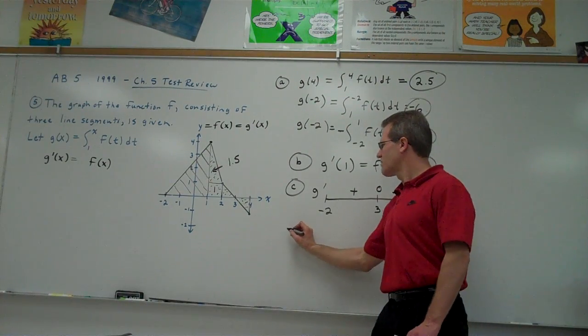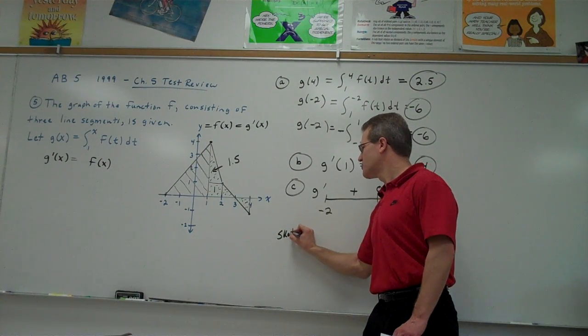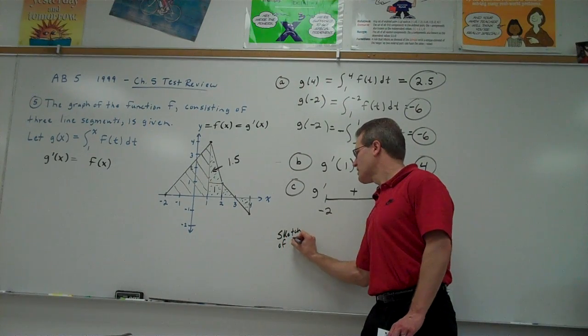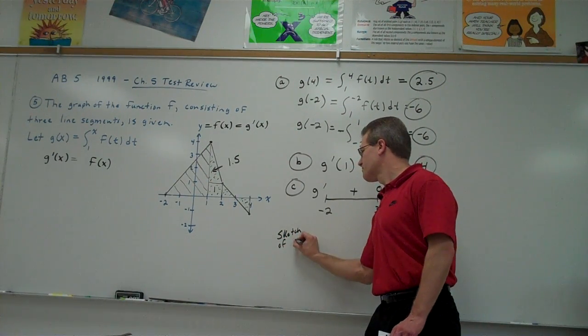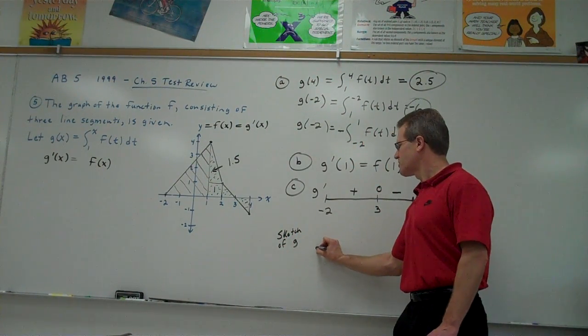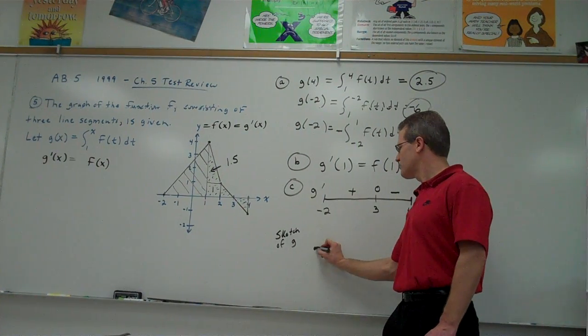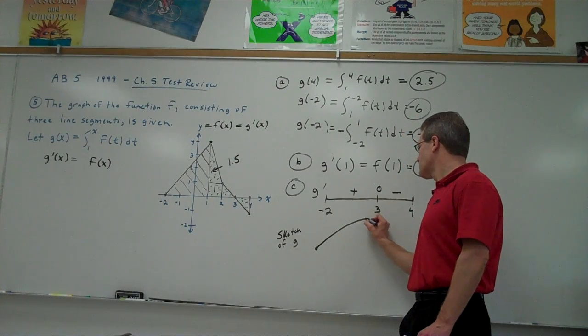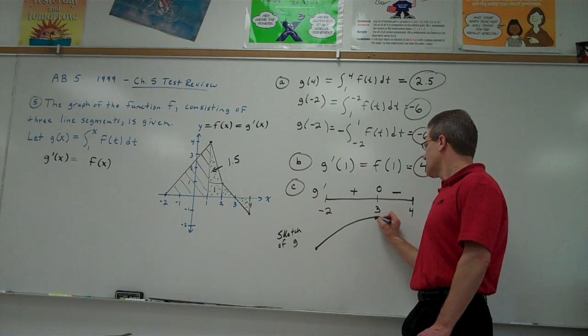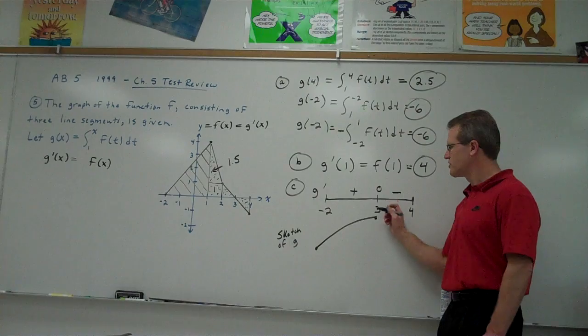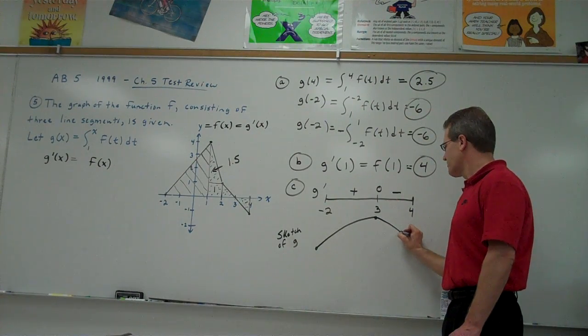So this tells me, if I'm going to make a sketch of the g graph, a sketch of g of x, what's g going to start doing at -2? Increasing or decreasing? Positive first derivative tells me g is going to increase until it hits 3, and it's going to have a slope or rate of change of 0, and it's going to decrease again.